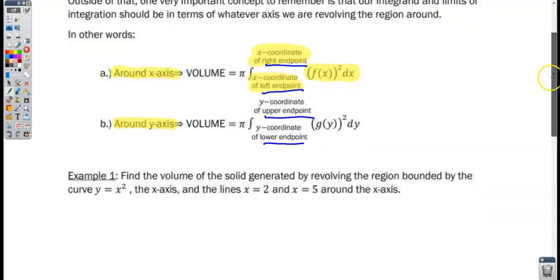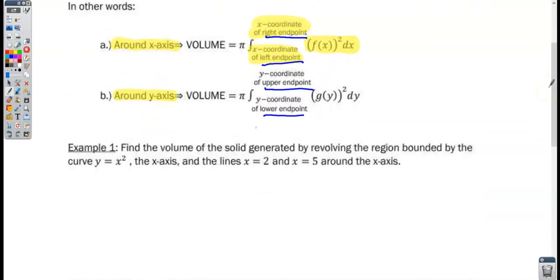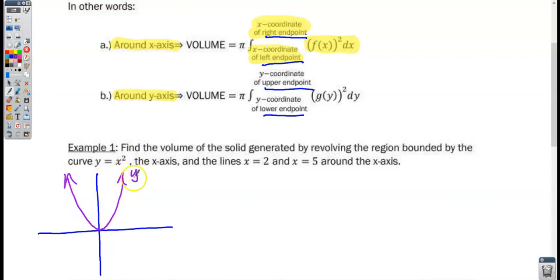So let's go ahead and look at a few examples, set them up, and find the volumes using the disk method. Our first example, we're going to find the volume of the solid generated by revolving the region bounded by y equals x squared, the x-axis, and the lines x equals 2 and x equals 5. We're going to go around the x-axis. So we'll make a quick little sketch. We've got y equals x squared, the x-axis, and the lines x equals 2 and x equals 5. And so our region looks like this.